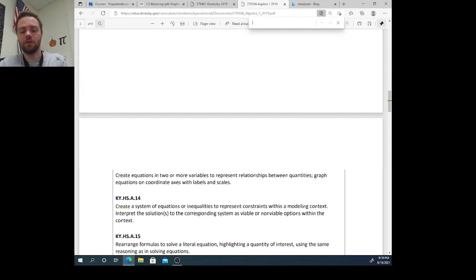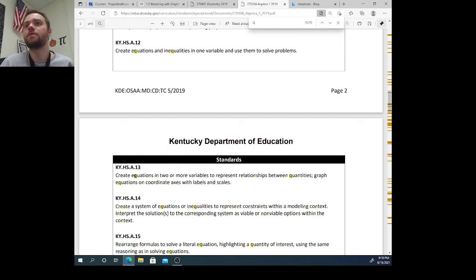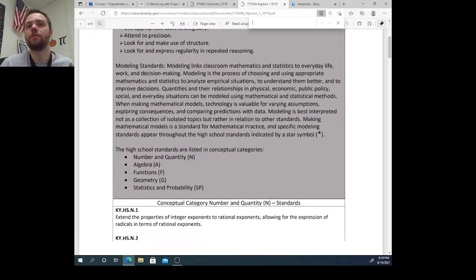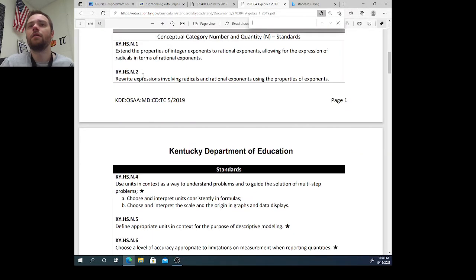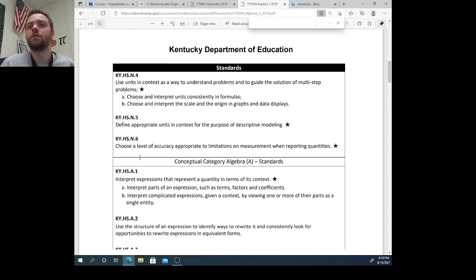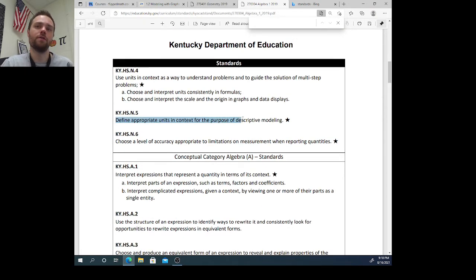Let me find some of the other ones. There's some other ones in here I wanted to go over. You're also trying to define appropriate units in context for purpose of descriptive modeling. So you're going to label axes accordingly and then choose a level of accuracy. I think this one's kind of loose, maybe I'm wrong. But define appropriate units in context. So sometimes your scaling is going to be different. Choose a level of accuracy appropriate to limitations.